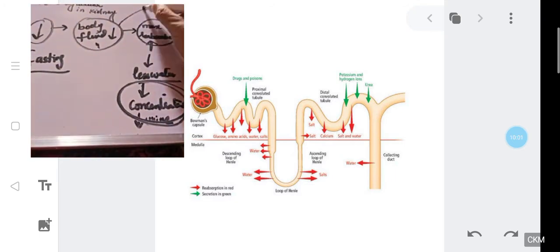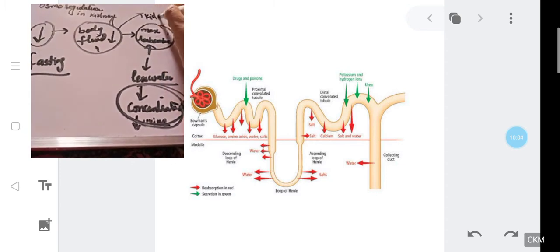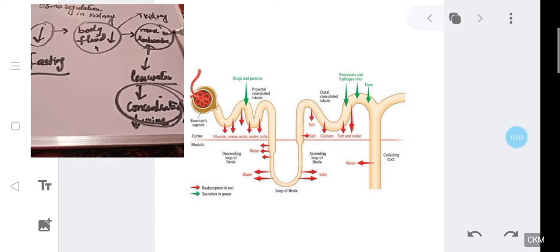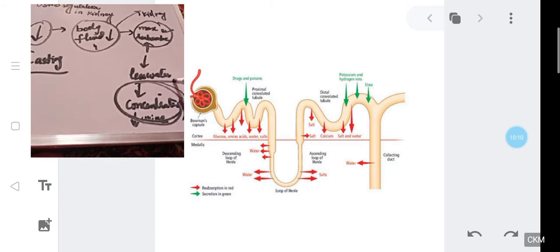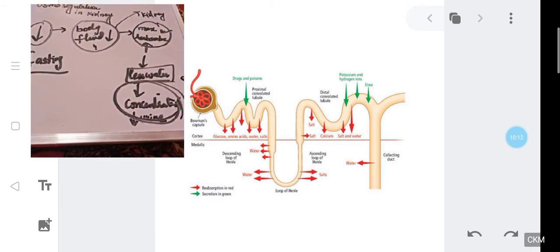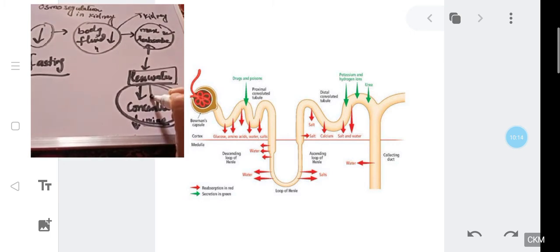In that case, how does the body save the water? The kidney plays the major role. The maximum reabsorption of the water takes place through the nephron, and less water passes towards the collecting duct, so that very concentrated urine is produced.